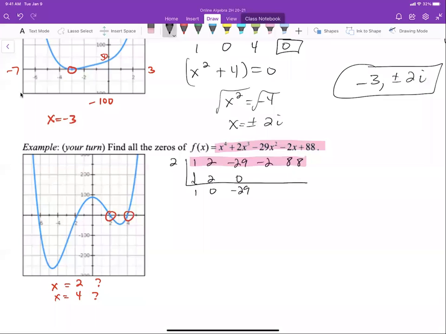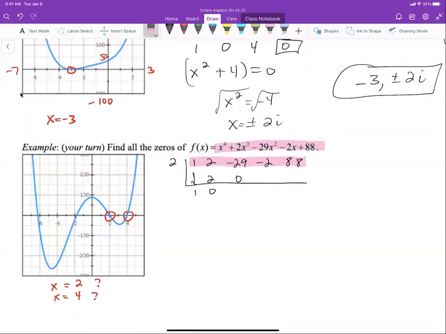Okay, I see a mistake. Let me just go back and fix it. You're probably thinking, Ms. Crary, you lost your mind. Okay, 2 times 1 is 2. Now I add 2 plus 2, that's 4. 2 times 4 is 8. -29 plus 8 gives me a -21. -21 times 2 gives me -42. -42 plus a -2 gives me -44. 2 times -44 gives me a -88 with a remainder of 0. Okay, perfect. 2 is a 0.